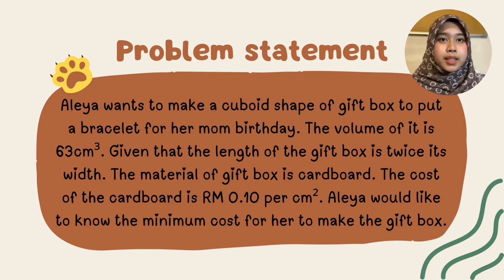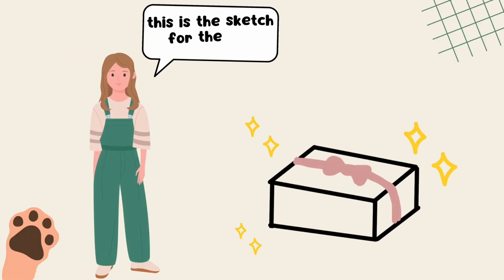This is the problem statement. Alia wants to make a cuboid-shaped gift box to put a bracelet in for her mom's birthday. The volume of it is 63 cm³, given that the length of the gift box is twice its width. The material of the gift box that Alia used is cardboard, and the cost of the cardboard is 10 cents per cm². Alia would like to know the minimum cost for her to make the gift box for her mom's birthday. To help us more, Alia already gave us the sketch for the box.